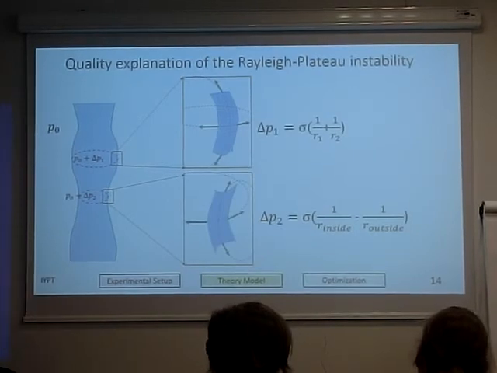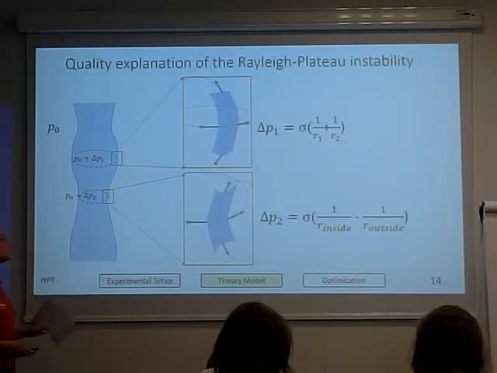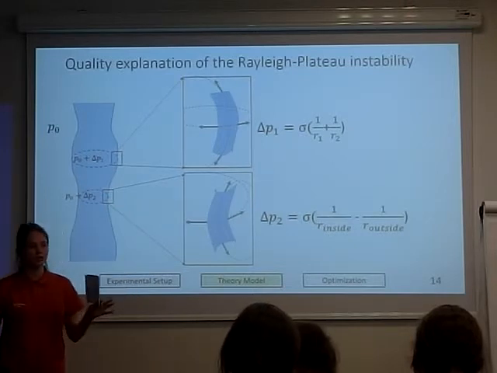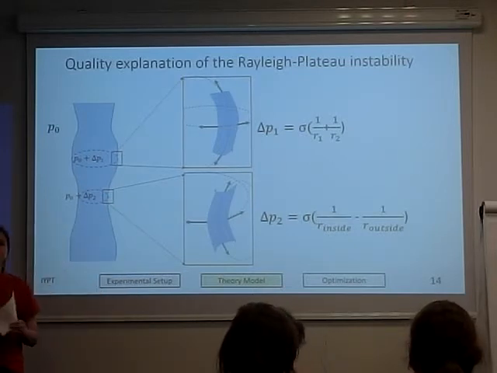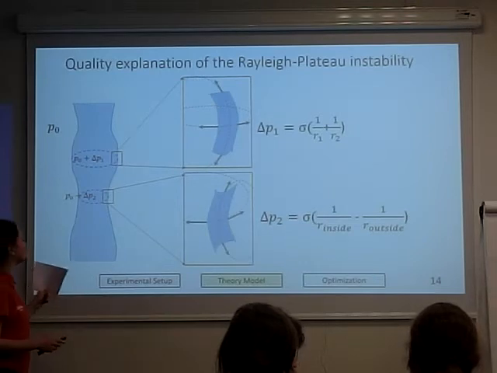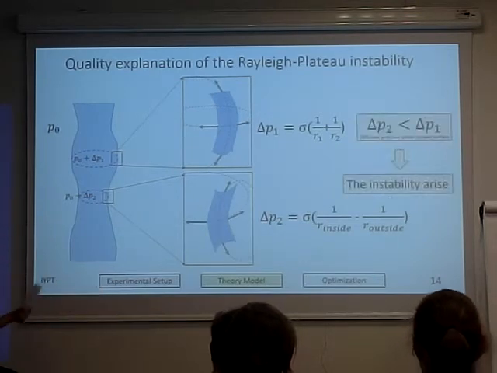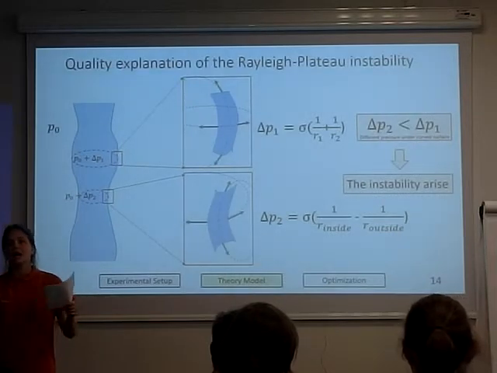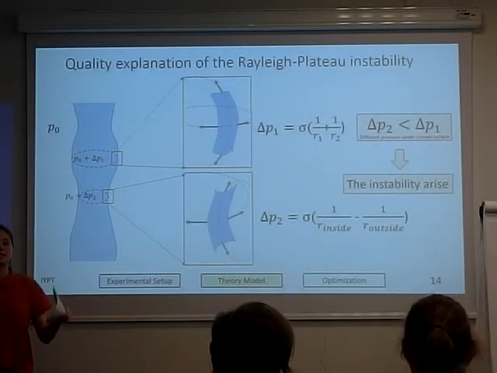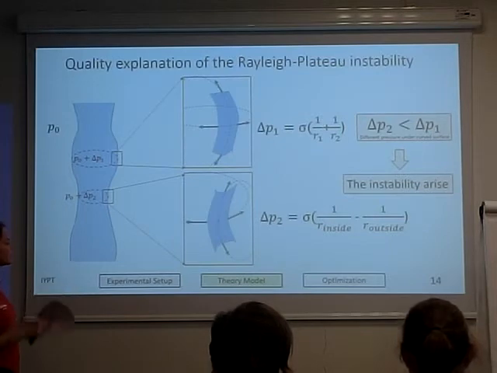So now we can find out the Rayleigh plateau instability. So let's assume now that we have small perturbations of the jet. Therefore, we will have different radii of curvature, and we will have different forces acting in our system. So we understand that we have a different pressure under the curved surface, and therefore the instability will arise.